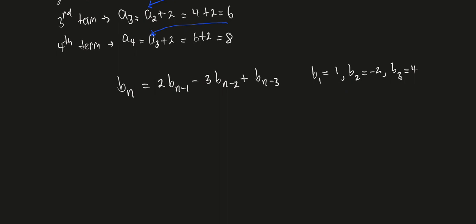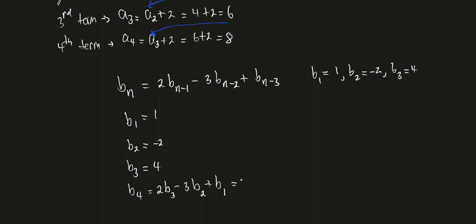So since I know the first 3, let me go ahead and write those down. B sub 1, B sub 2, B sub 3. These values are given. These are all our initial values. So the next one that isn't given would be B sub 4, the next integer. So let's write down what the rule says in general and then plug in the values. This is saying take 2 times B sub 3 minus 3 times B sub 2 plus B sub 1, and that will give me B sub 4.